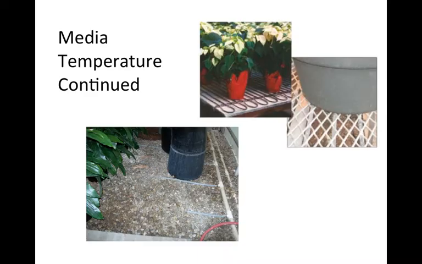Here we see in the top image with the poinsettias, there are warm water tubes directly under the pot on top of the bench. Right next to that, the warm water lines are right underneath the mesh of the bench. And in the last image, the warm water lines are run through the gravel on the floor to maintain a constant bottom temperature.